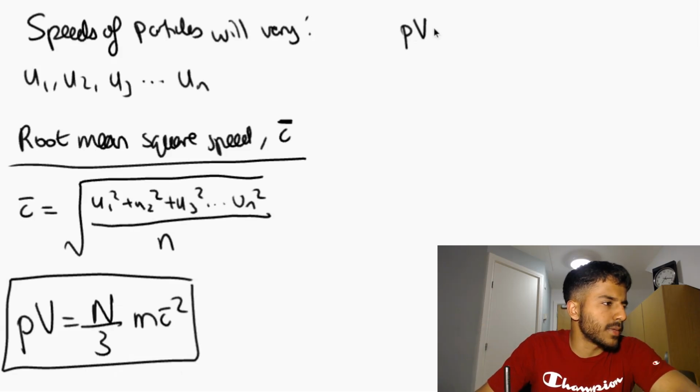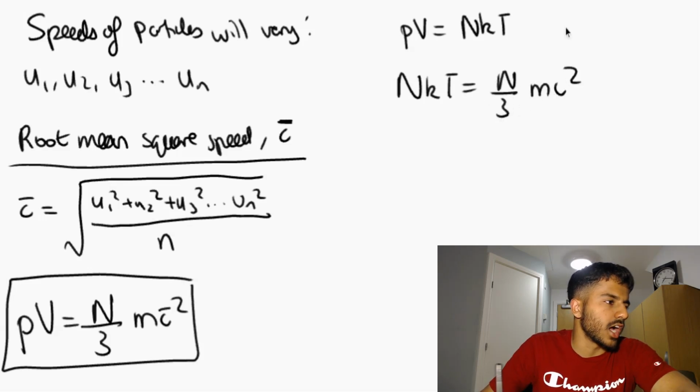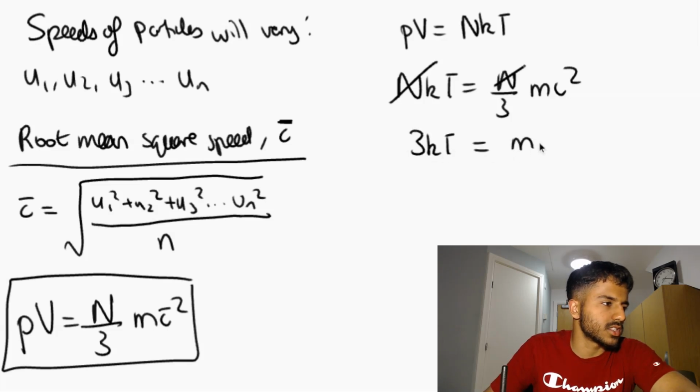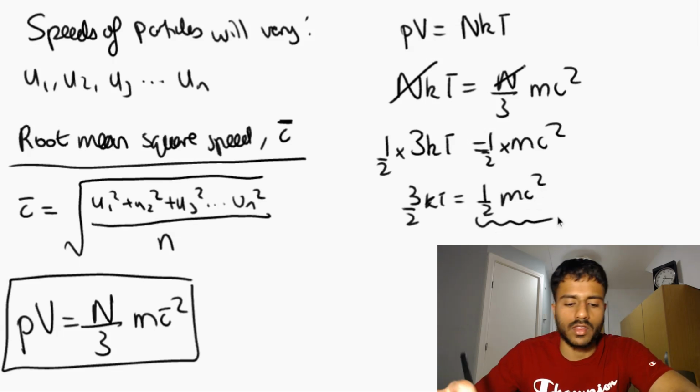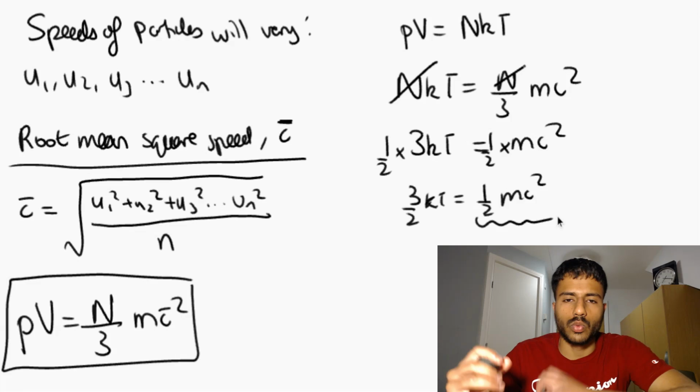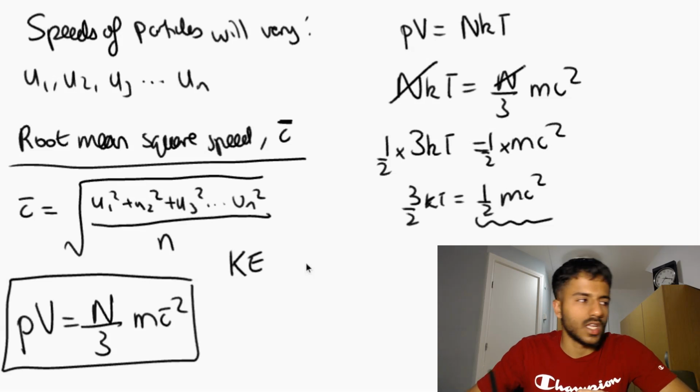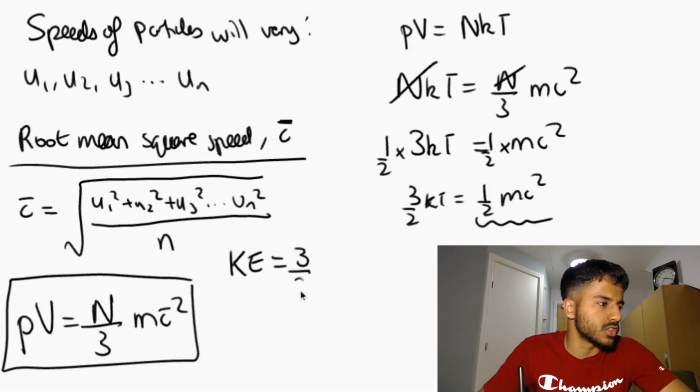Now remember that we also know that PV is equal to NkT. So we can equate NkT to N over 3 mc squared, and you'll notice that these N's cancel. So I get 3kT is equal to mc squared. If I times both sides by a half, we get 3 over 2 kT equals half mc squared. And this is very familiar. This is our kinetic energy equation. So we can say that the kinetic energy of one singular particle in a given volume is equal to 3 over 2 kT.